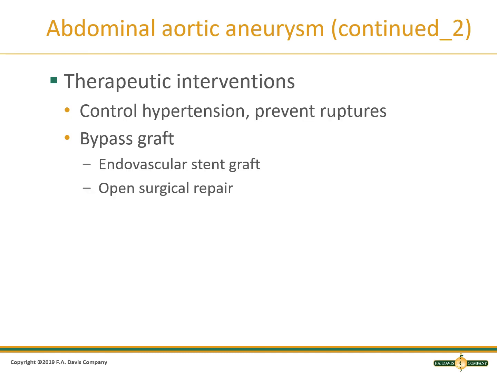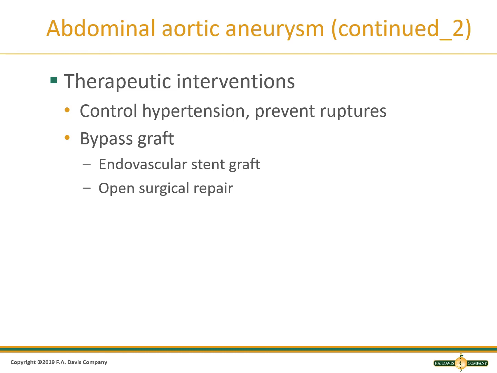Medical treatment includes smoking cessation, gentle exercise such as walking and bike riding, avoiding the lifting of heavy objects, blood pressure control to prevent arterial wall rupture, and beta blockers to slow abdominal aortic aneurysm enlargement.